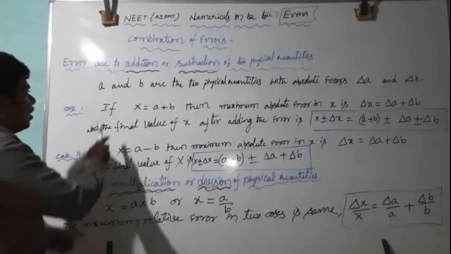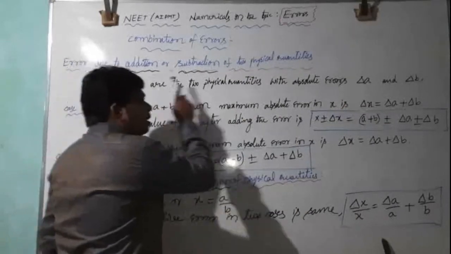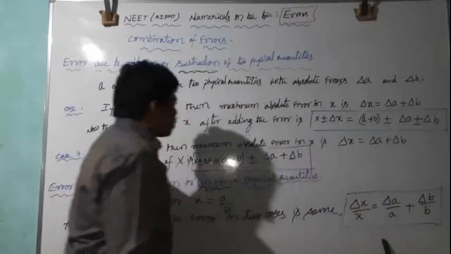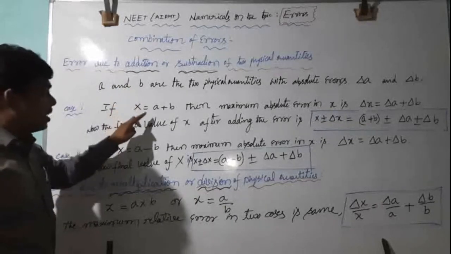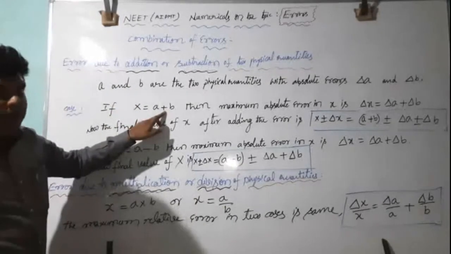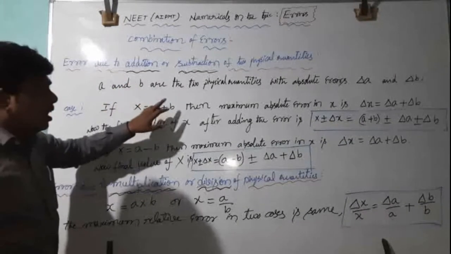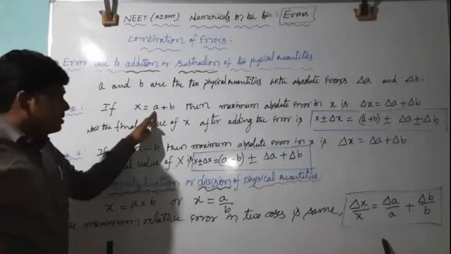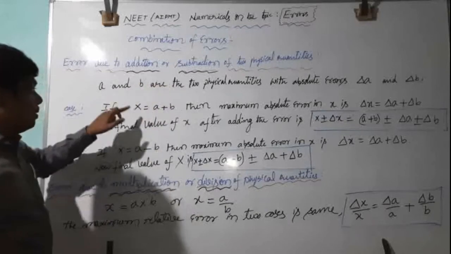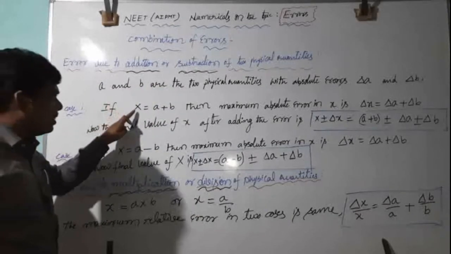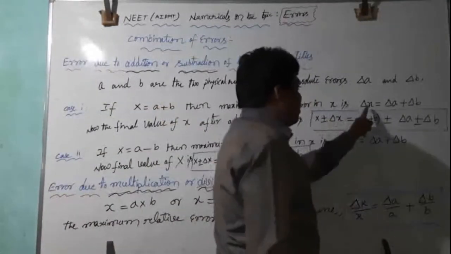A is having absolute error of delta A. B is having absolute error of delta B. Now, when the two quantities are added, we will get another quantity, that is nothing but x. Then, due to A, a certain error is there. Due to B also a certain error is there. Due to these two errors, we will get a certain error in the x. That can be calculated. The error in the x is given by delta x.